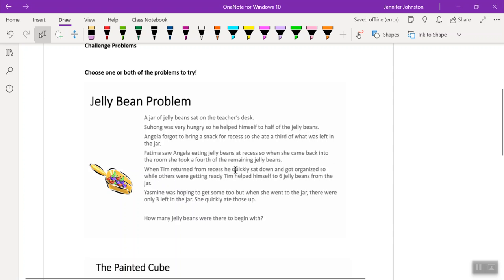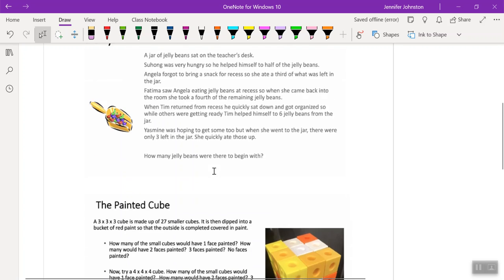When Tim returned from recess, he quickly sat down and got organized. So while others were getting ready, Tim helped himself to 6 jelly beans from the jar. And Yasmin was hoping to get some too, but when she went to the jar, there were only 3 left in the jar. She quickly ate those up. So how many jelly beans were there to begin? So go ahead and try this problem.